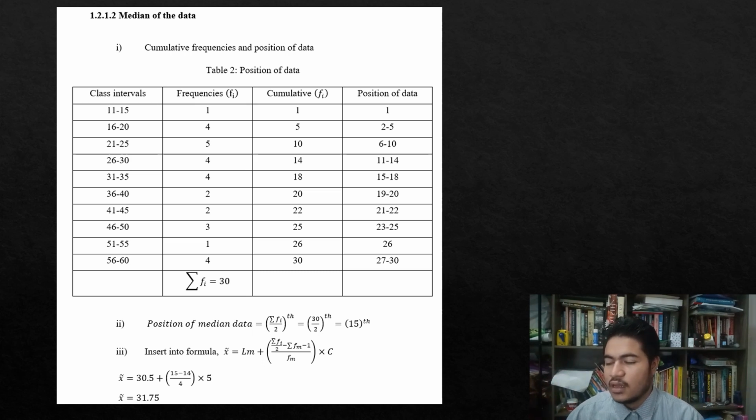The third step is we insert the formula of the median data, which is shown in the slide. LM is the lower boundary of the class, the sum of FI divided by 2 minus the cumulative frequency before the median class, and we divide by the frequency of the median class, and we multiply with C, which is the size of the class. After that we substitute the values shown in this table, and we got 71.75.